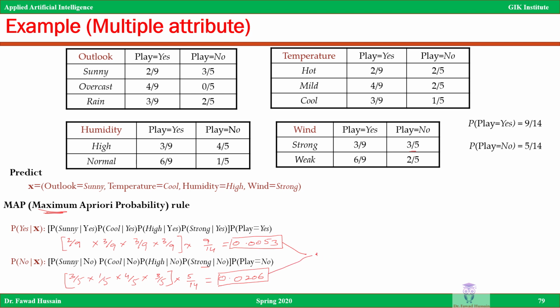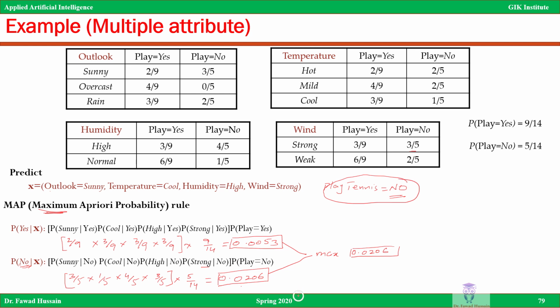So now we have to apply the maximum a priori rule, which simply means looking at these two probabilities and using the max value. If you use the max value, this is 0.0206, so this means that given this data, play tennis equals no, since this is for no. So the prediction here using this algorithm is that play tennis is going to be no.